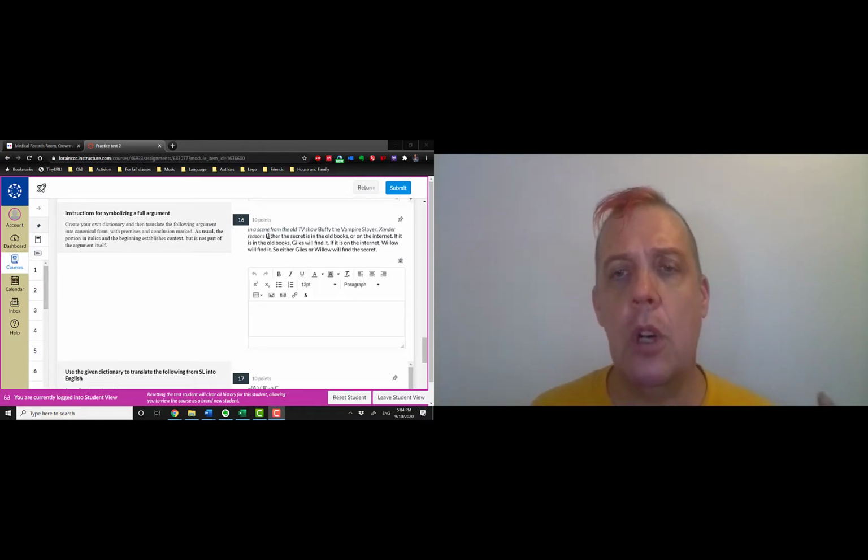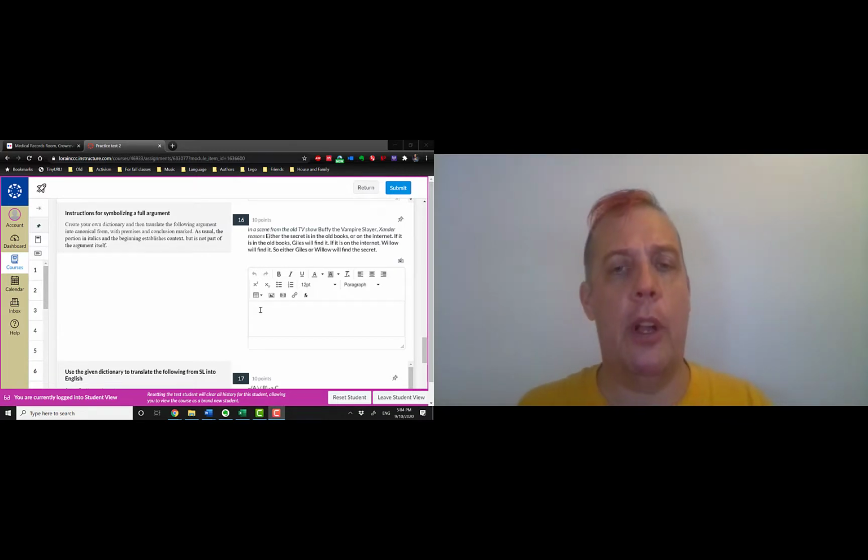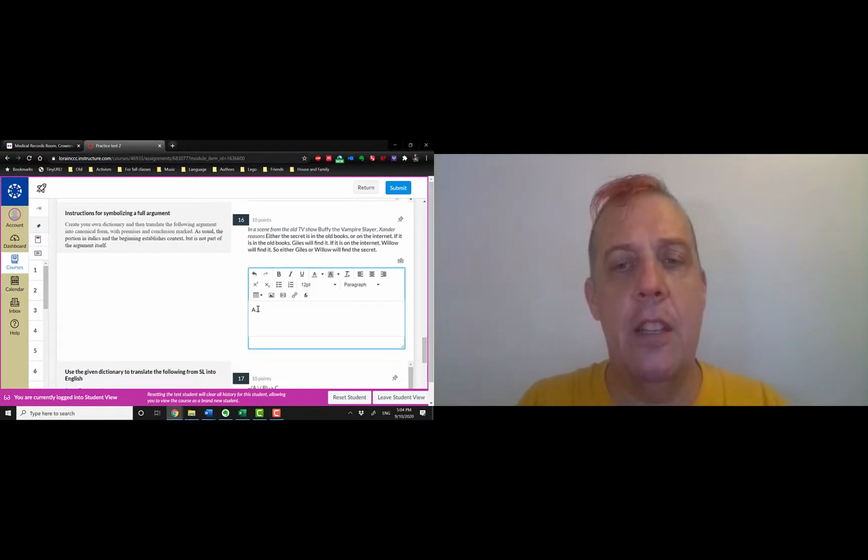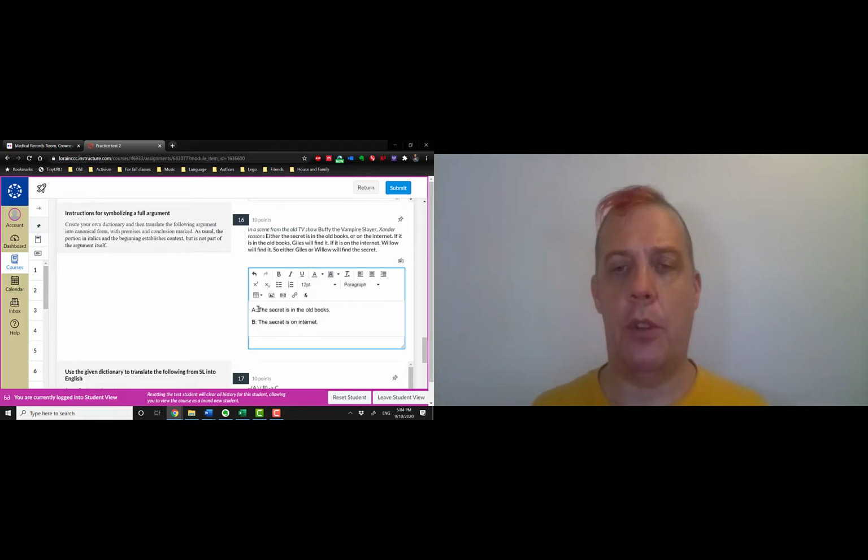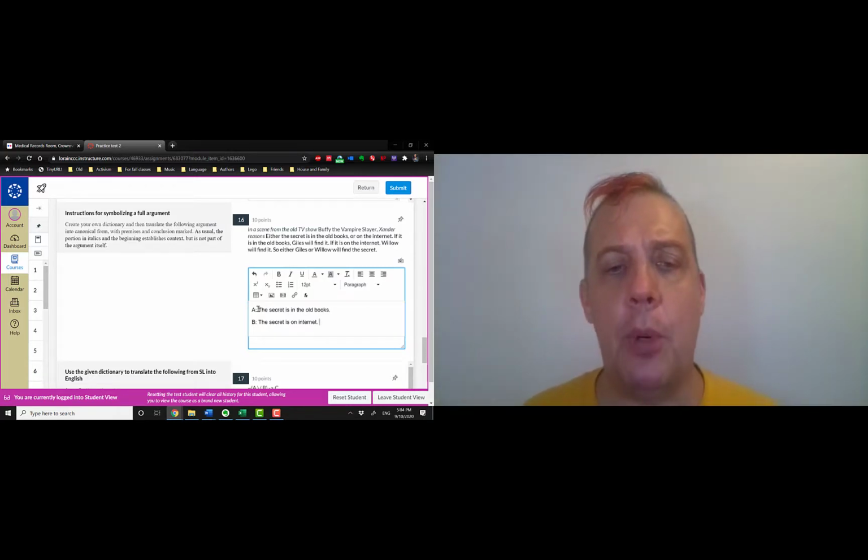Those are 2 atomic statements. So I'm going to write out A, the secret is in the old books, and B, the secret is on the internet. Notice that I've rewritten this so that each of these work properly as separate sentences, right? And the either or is not included in the dictionary. The either or is going to be represented by the sentential connective.